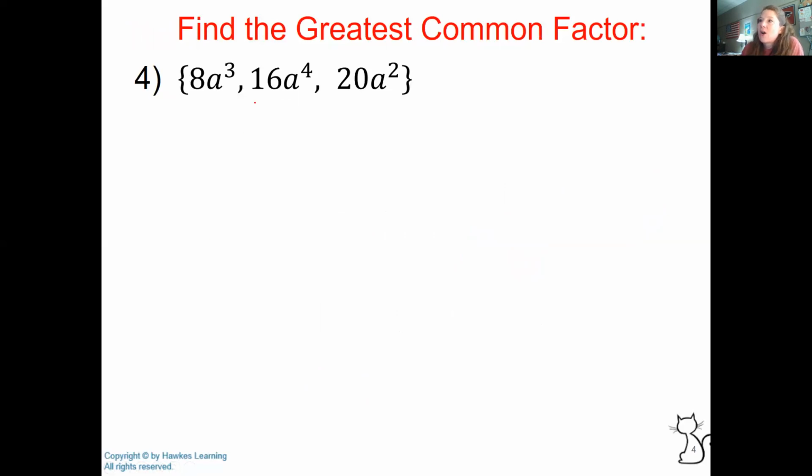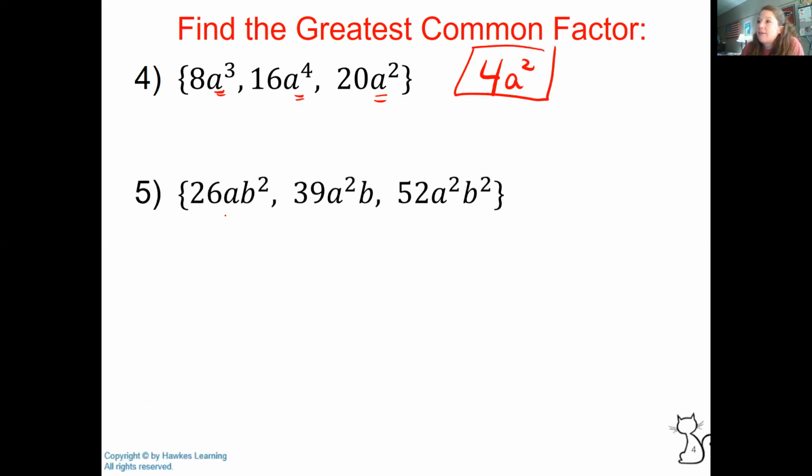All right, what about this one? The 16 can be divided by 8, but 20 cannot be. So the next greatest factor of 8 is 4. I can divide 8 by 4, 16 by 4, and 20 by 4. And then I have 3 a's, 4 a's, and 2 a's. So 2 is the smallest amount, the largest amount of a's I could take out of all three terms. So my greatest common factor is 4a squared.